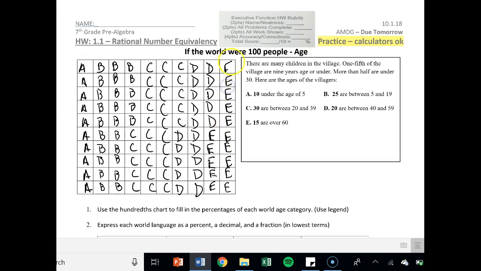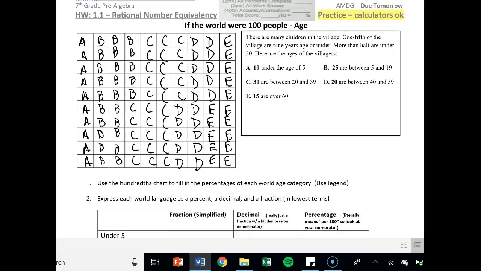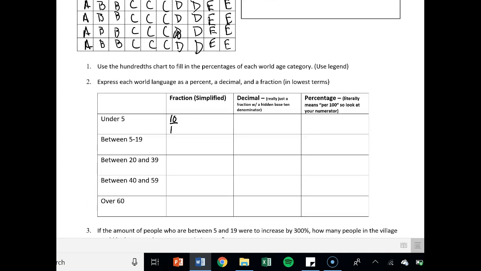And now let's go ahead and figure out the percentages, fractions, and decimals. So for the fraction under 5, that was 10 people. So 10 out of 100 are under 5. Now if you're using your calculator at home, great. It's going to simplify that down to 1/10 for you. But remember, you still need to show work. So what do I have to divide by to equal the 1/10? And obviously, the greatest common factor there is 10. So 1/10 is your answer.